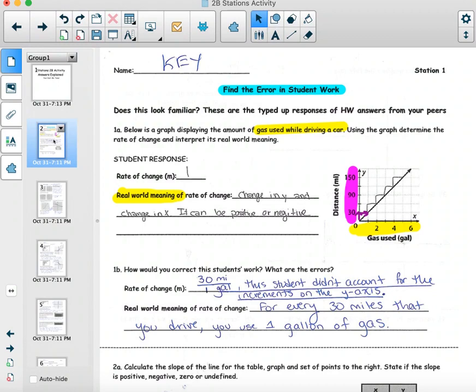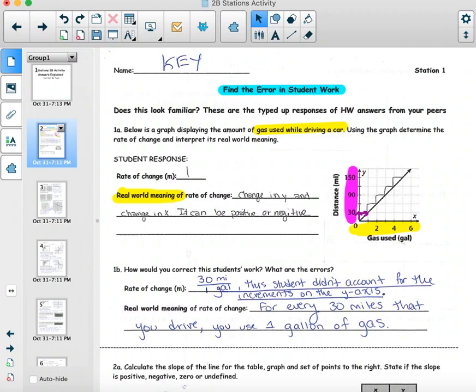So these are direct student responses from your classmates. If we look at the first one, the first student response is that the rate of change was 1, and they said that the real world meaning of rate of change is the change in y and change in x. It can be positive or negative. However, take a look at the graph on the right. This is what this particular student graphed. They graphed the boxes going up 1 over 1, up 1 over 1.